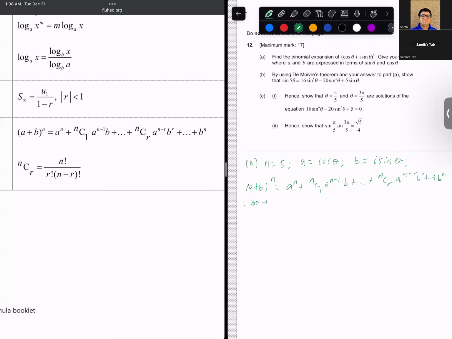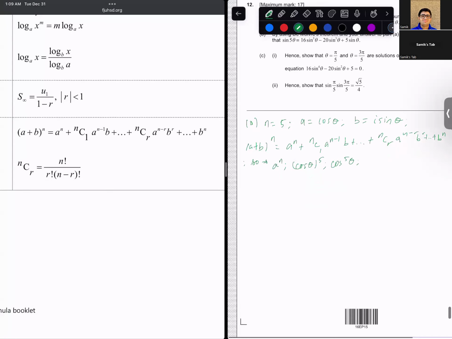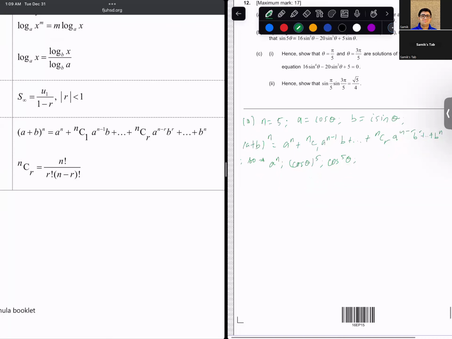So we have, we can first do it like this, or I can write it in the other manner to be easier. So our first term will obviously be a to the n, which is going to be cos theta raised to the fifth, which is cos^5 theta. So this is when now we go to the next.